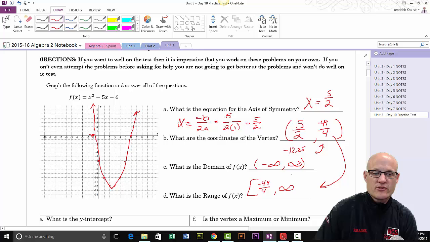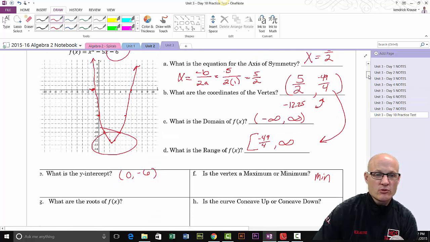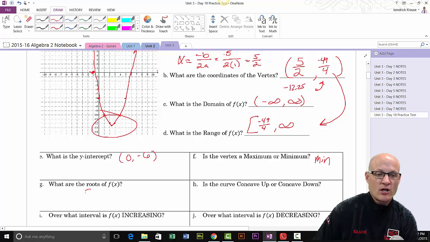So what is the y-intercept is this question. Well, the y-intercept is clearly just this number at the end. So it's just 0, negative 6. Is the vertex a min or a max? Obviously, it's a min since it's at the bottom. Let's see what other questions we ask. What are the roots? Well, the roots are where it hits the x-axis. So the roots are negative 1 and 6. Is the curve concave up or concave down? It's concave up. See that? Looks like a U. Concave up.